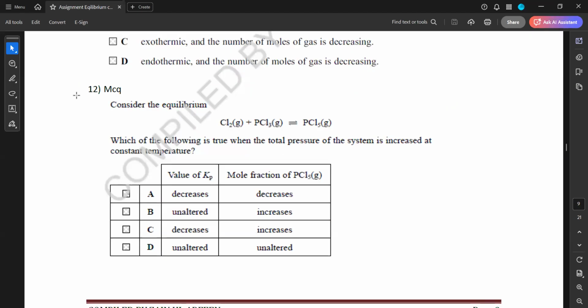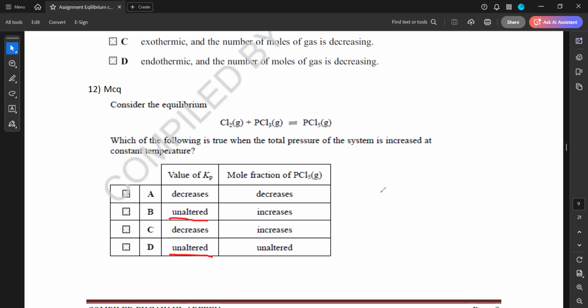In this question, consider the equilibrium. Which of the following is true when the total pressure of the system is increased? First thing we know, there is no effect of the pressure on the value of Kc or Kp. So it will be unaltered, no change. So either B can be an answer or D can be an answer.